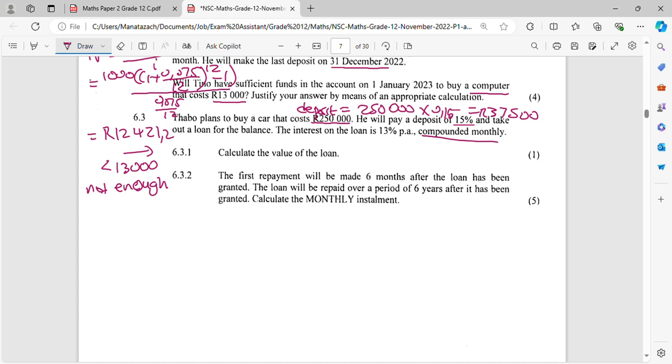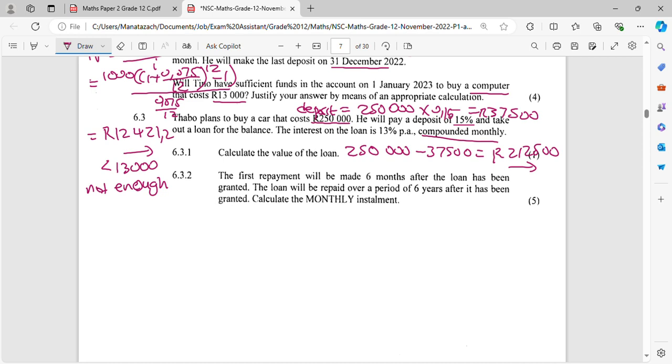So the value of the loan would now be the total loan, 250,000, minus the deposit that Thabo would have paid out. So the value of the loan is now going to be sitting at 212,500 immediately after Thabo pays out the deposit. This will be the value of the loan. So that's it for the first part of 6.3.